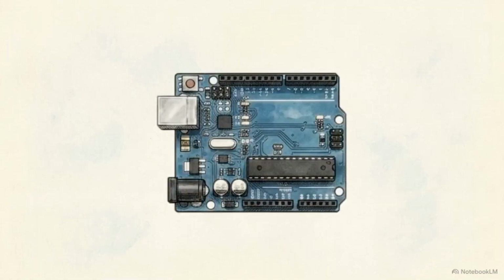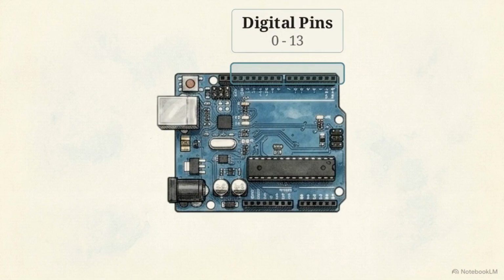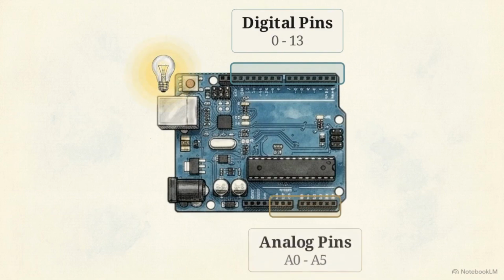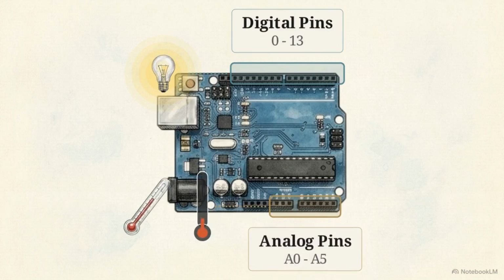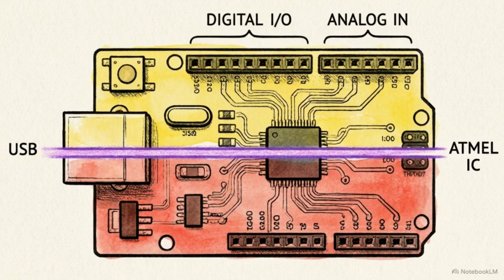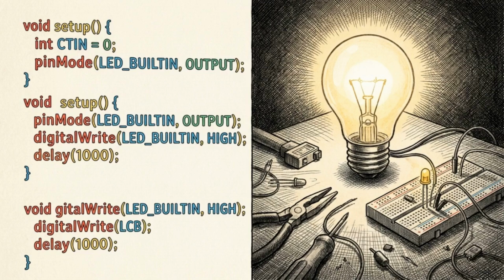Look at the board's upper edge. Digital input and output pins 0 through 13, used for simple binary communication, like on-off signals. Now shift to the bottom row. Analog pins A0 through A5, used to collect variable data, like exact temperatures. Understanding these distinct anatomical zones is a mandatory step. This layout is the foundation for translating your software code into physical IoT actions.